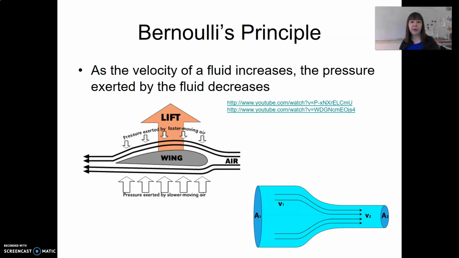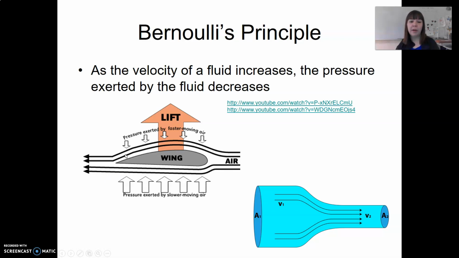Now, Bernoulli was a guy that figured out that as the velocity of a fluid increases, so when the fluid is flowing, the faster it goes, the less pressure it exerts on its surroundings. So here we've got the wing of an airplane, and the airplane is moving. So we've got air moving around the wing of the airplane because it's going through the air. On the bottom of the wing, your air doesn't have to go as fast to get from one side to the other as it does on the top.